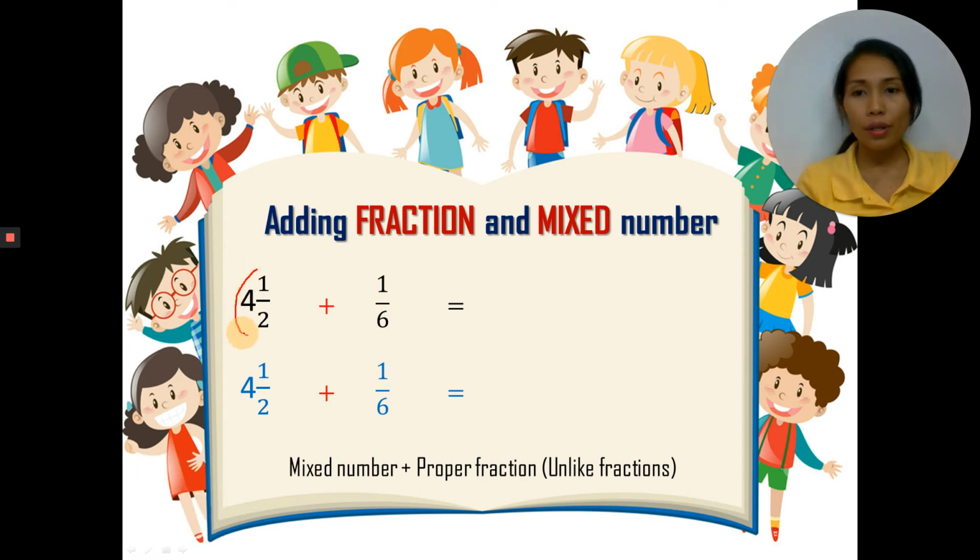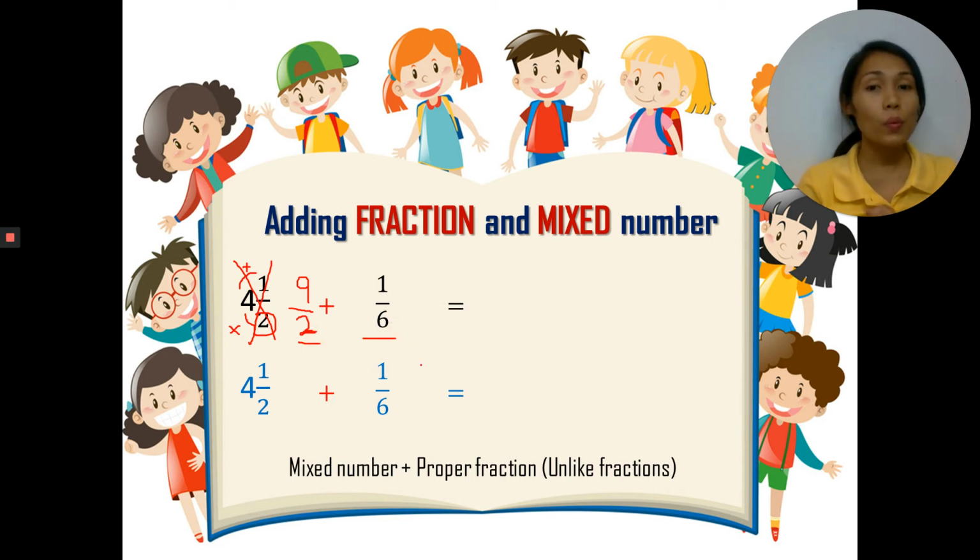So let's convert this first into an improper fraction. Okay, let's convert first. So 4 times 2 equals 8. 8 plus 1 equals 9. So our new fraction is 9, denominator, copy 2. 9 half. Okay, so we'll not use this anymore. We will use our new fraction since we converted it already. Now, the given is 2 and 6.